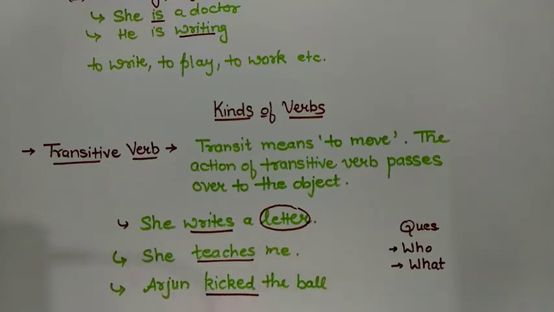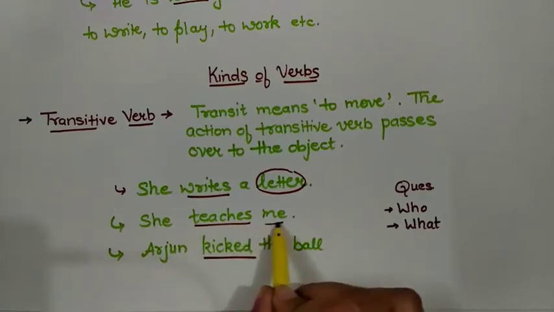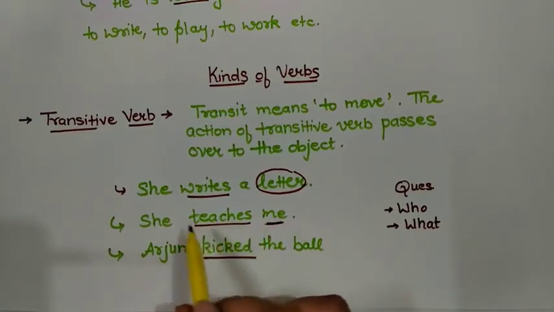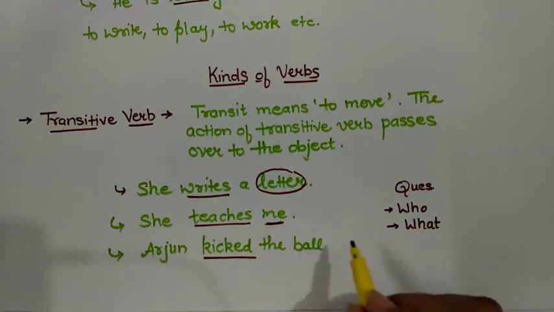We can ask a question. She writes what? So the answer is a letter. Check out the next example. She teaches me. Who? She. So can you see the action passing on to the object me? See one more example. Arjun kicked the ball.